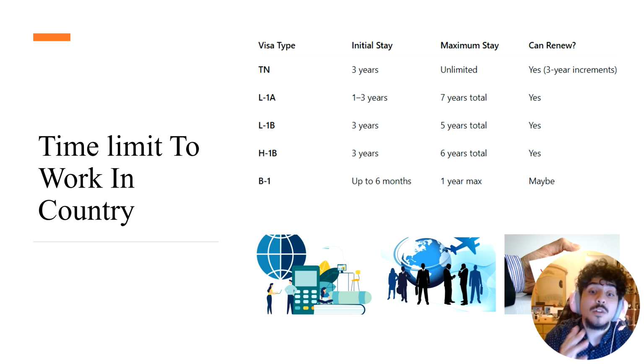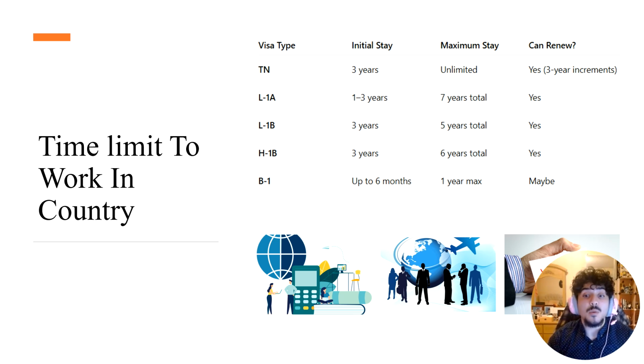Going on to L1A, this visa has an initial stay of 1 to 3 years and a maximum stay of 7 years total. Yes, this can be renewed too. L1B1 has a 3-year initial stay and a 5-year total maximum stay, and yes, this one can be renewed. H1B1 is 3 years to 6 years, and it can be renewed.